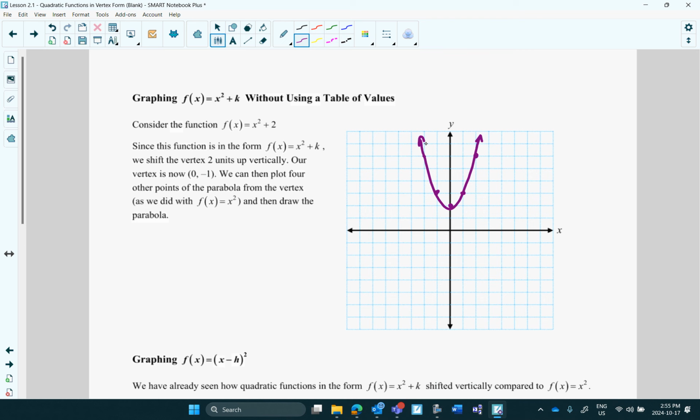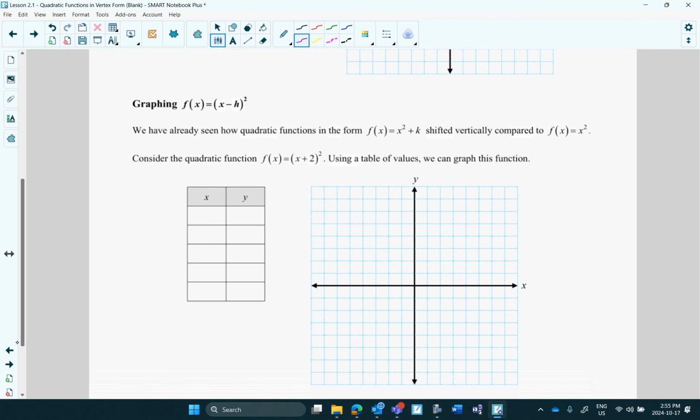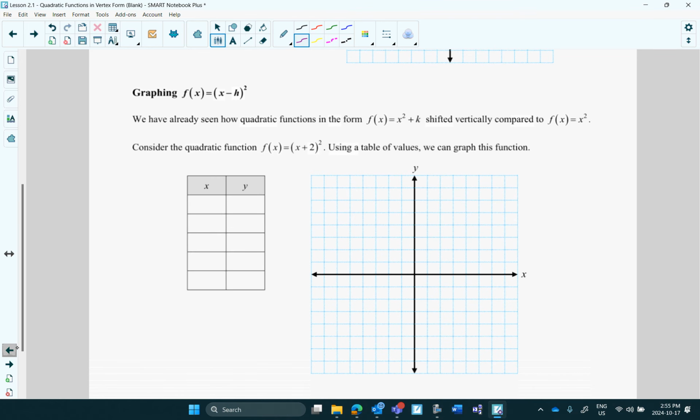Okay, the last change, and by the way, the mathematical word is called transformation. The last change we're going to do is what happens if we've got parentheses x and then some number squared.